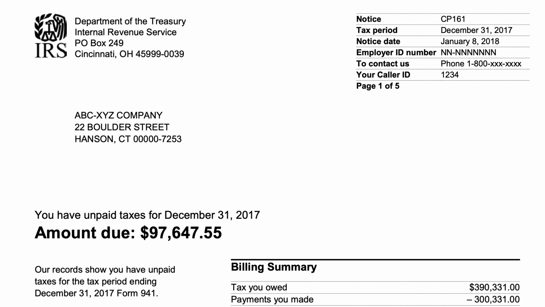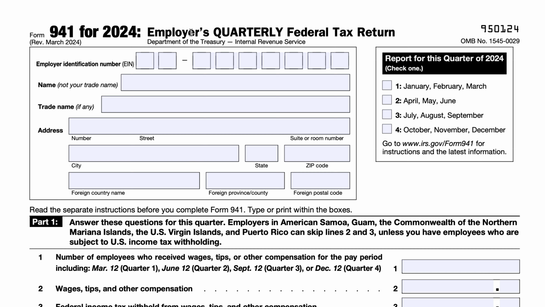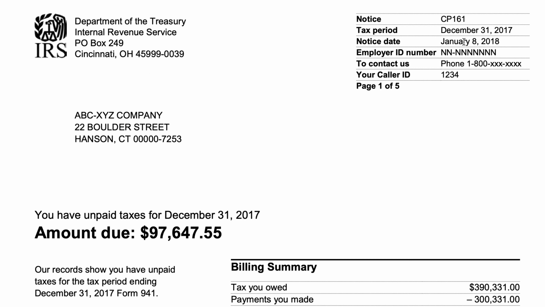IRS Form 941, if you remember, is a quarterly tax return for employers. In this case, this particular notice was focused on the fourth quarter. I believe the end date is December 31st of 2017. So there's the notice date.